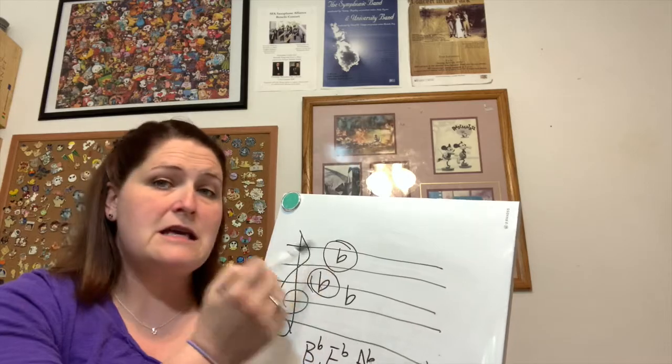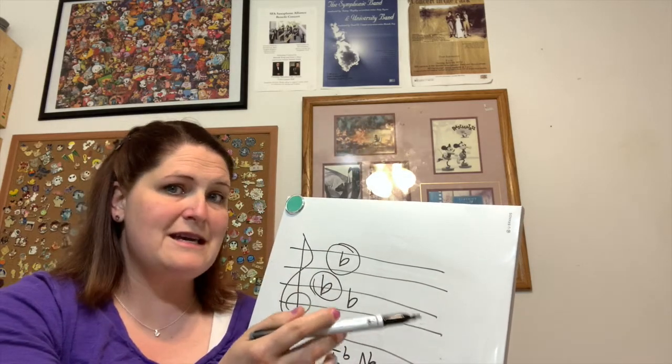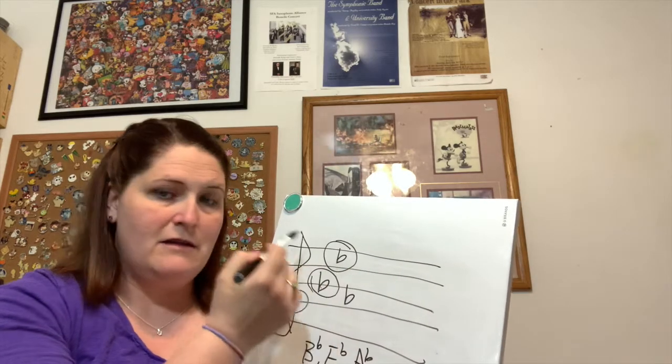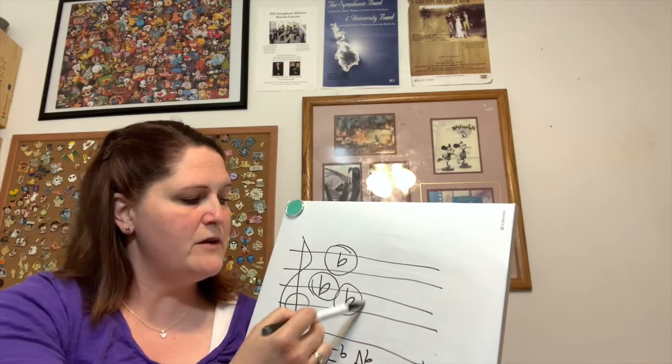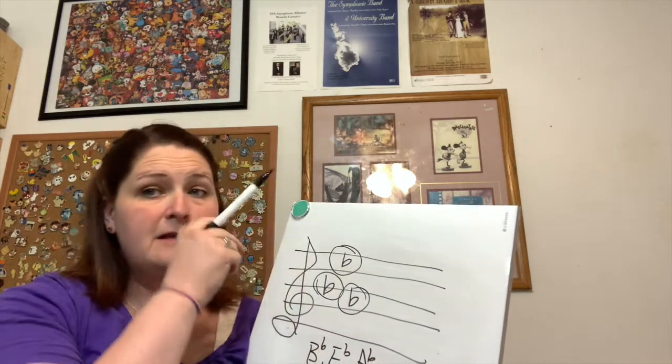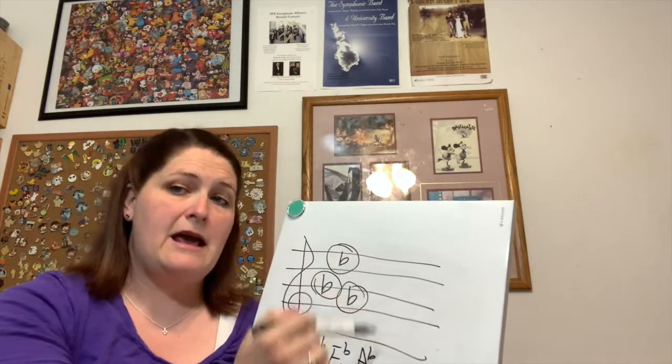The flat is on the E space, so you can expect to see E's here in flat, okay? And then also this one right here is on the A space. You're going to have an A flat, okay? Now this does count for every A throughout your staff.